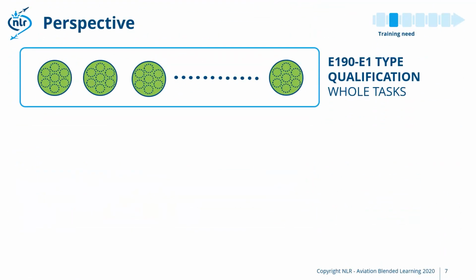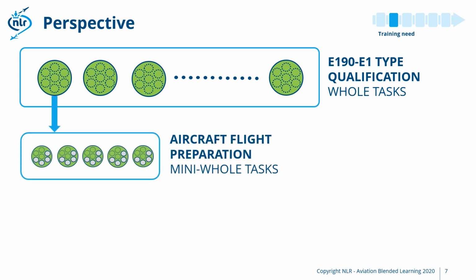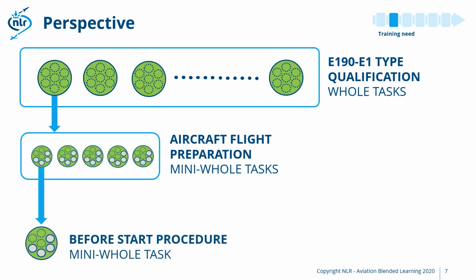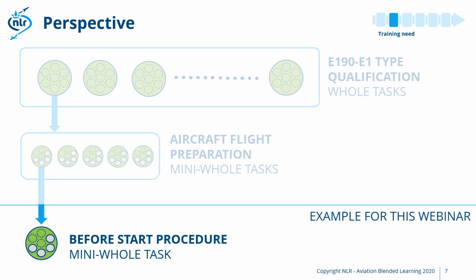Before going further with the example, I would like to put this example once more into perspective of the complete training. The type qualification training consists of several whole tasks, like flight preparation, taxi, go around, emergency, etc. For this example, we are focusing on aircraft flight preparations, which consists again of several mini whole tasks, like safety checks, power up, before start, start or after start. And in this example specifically, we focus on the before start procedure.